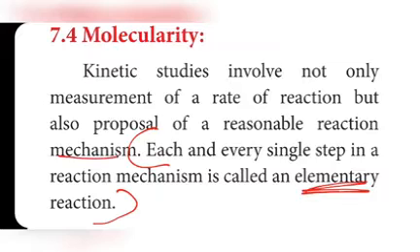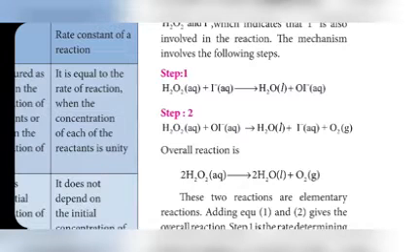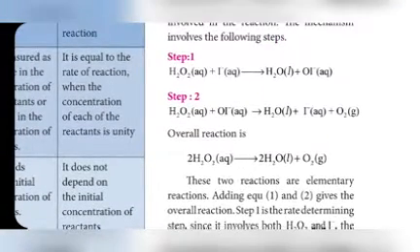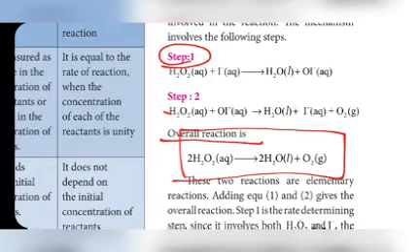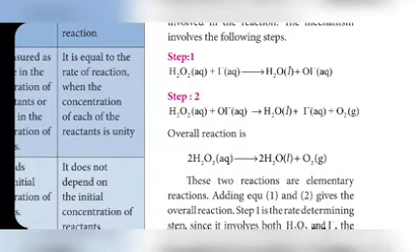So here the word mechanism is used. Mechanism means usually chemical reactions take place in some particular steps. Through those steps only products are formed. Example, see this reaction, the overall reaction. This reaction takes place in two steps, step 1, step 2. So this reaction takes place in two steps. This is called the mechanism.